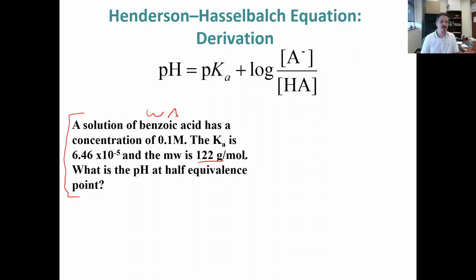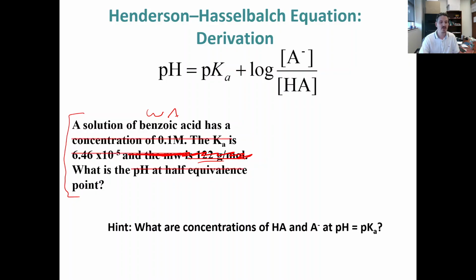Now, we don't care about this. I'm just being tricky. And so actually with a lot of this, because you don't care about the molecular mass of this, we've already got the molarity, it doesn't matter. So a lot of this stuff we can ignore. And actually we can just break it down. What the question is saying is, we've got this much of the acid. The Ka is this. What is the pH at half equivalence point?